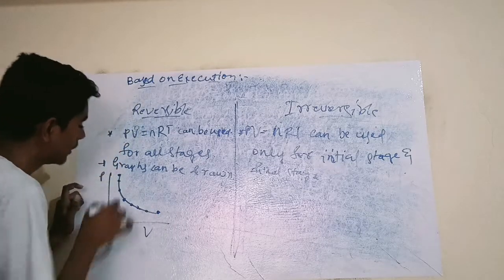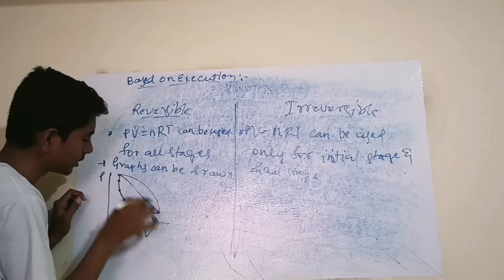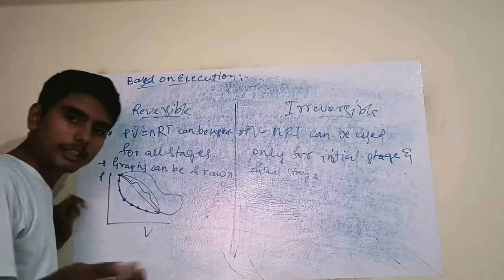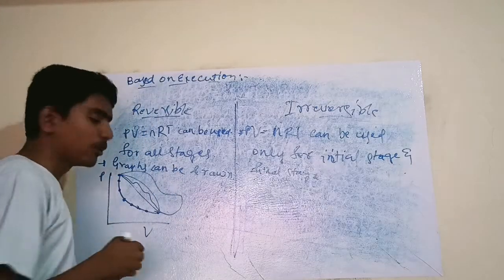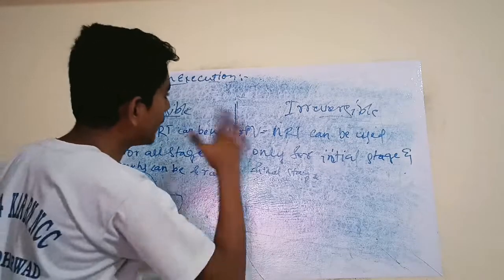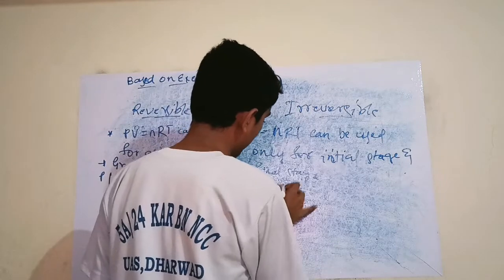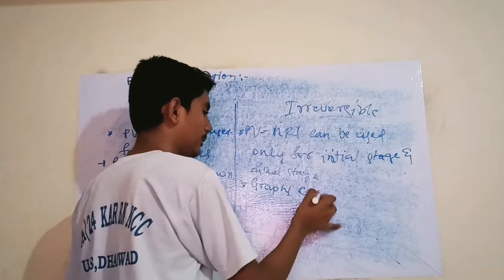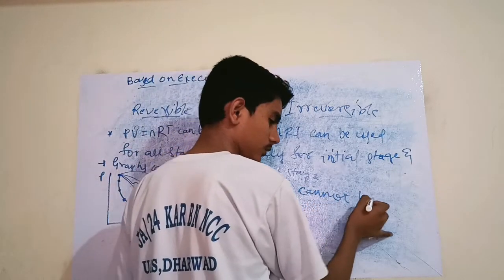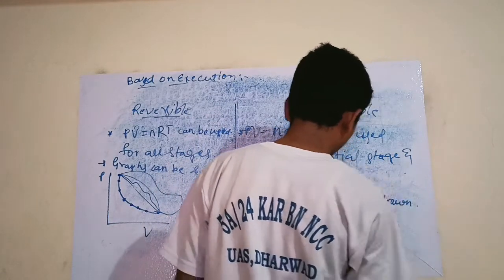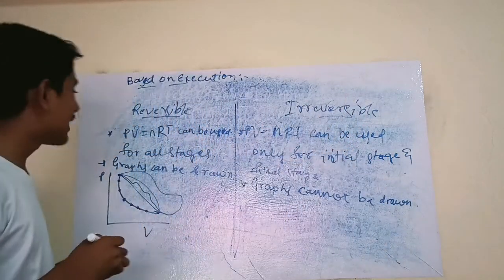Intermediate states you don't know. It can be like this also, like this also, like this also. The graph may be however you want. You can draw. Means the graphs are not defined for irreversible processes. Graphs cannot be drawn for irreversible processes.